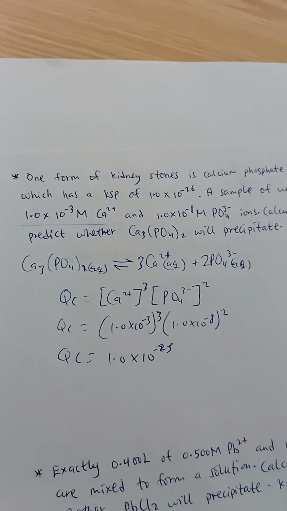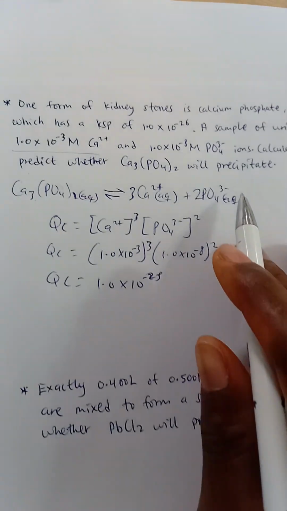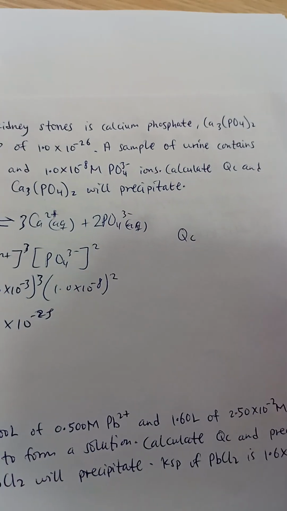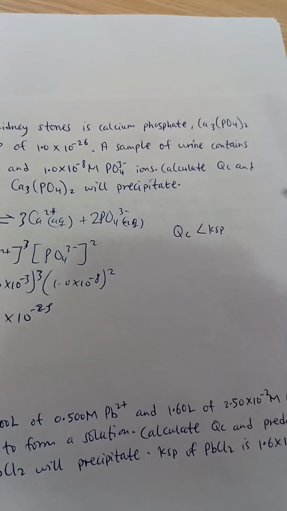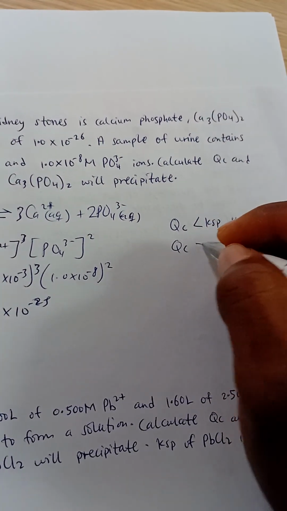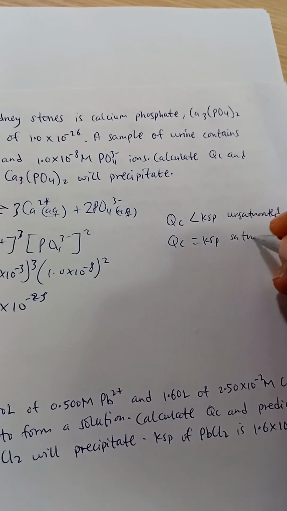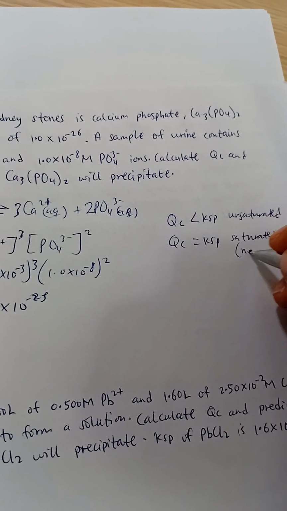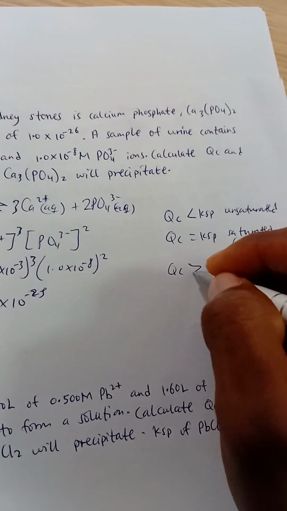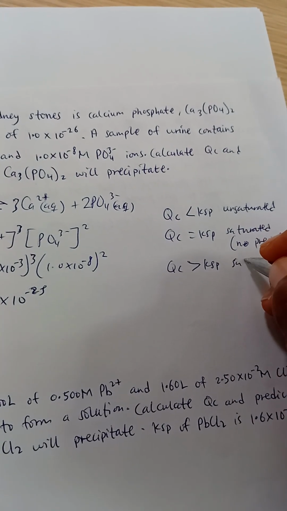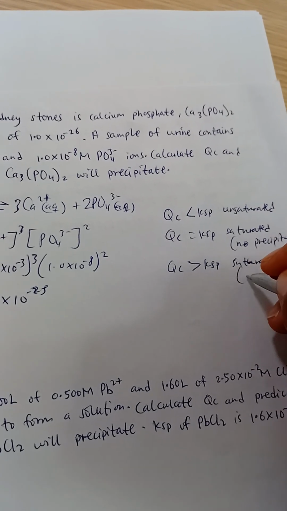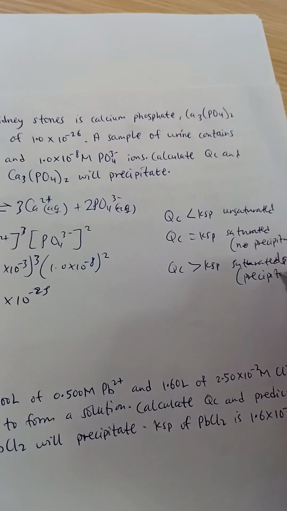This is the ionic product. Now we said we should predict whether precipitate will be formed or not. So this is a concept. If your ionic product is less than the KSP, you have an unsaturated solution. If your ionic product is equal to KSP, you have a saturated solution but no precipitate. If your ionic product is greater than your KSP, you still have a saturated solution, but then with what? Precipitate.